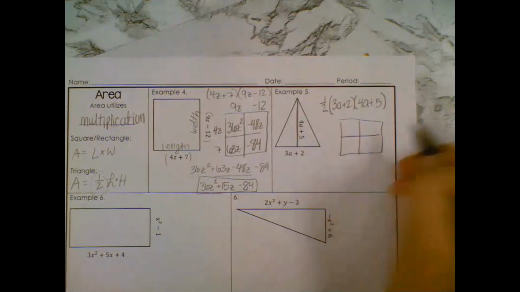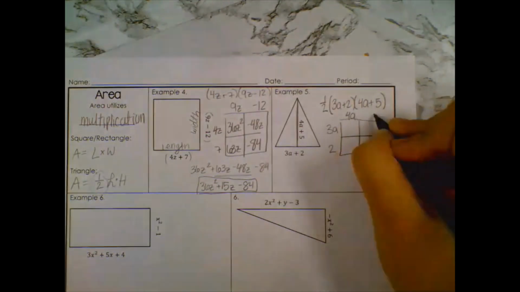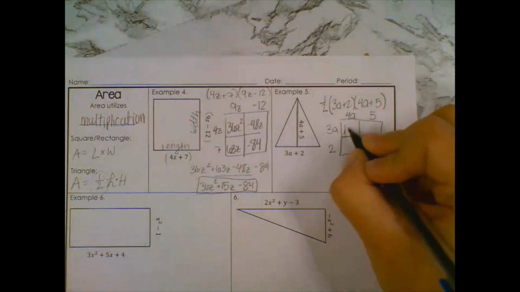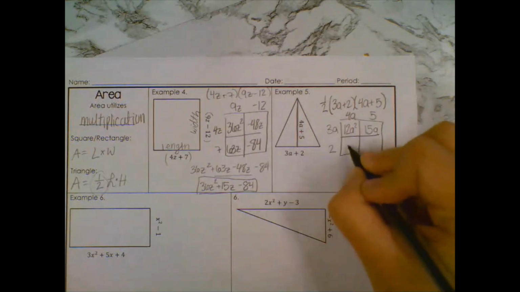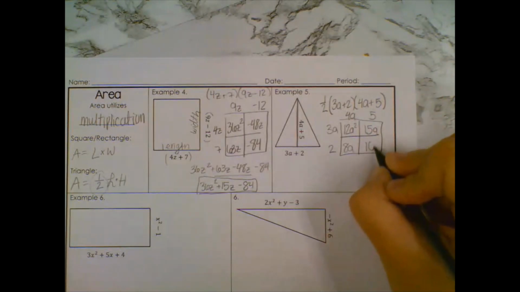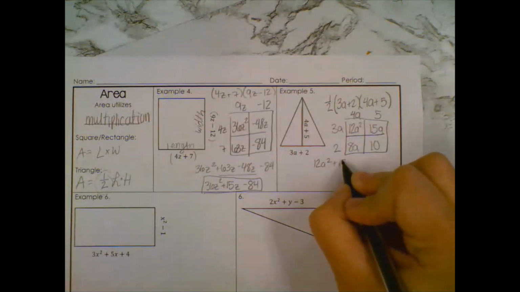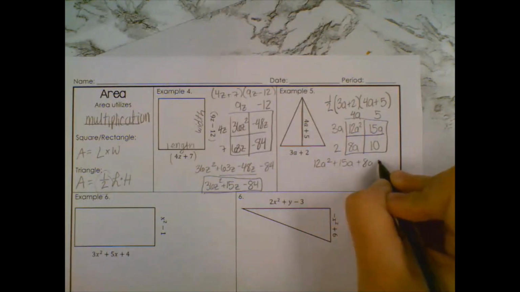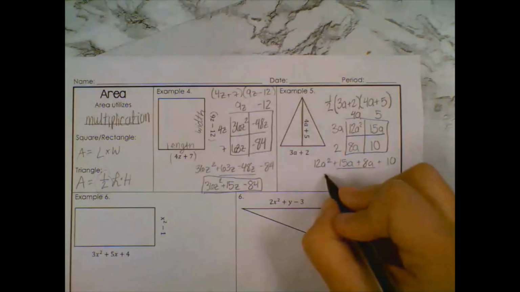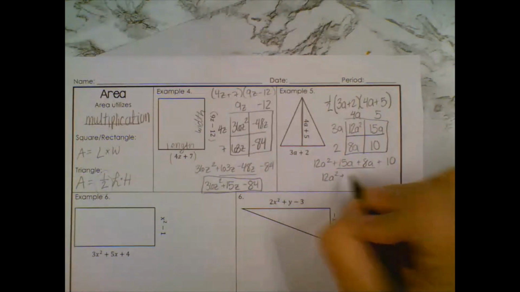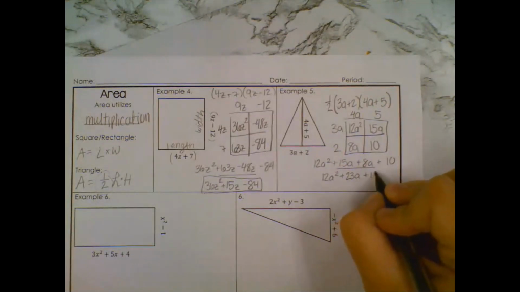2 by 2. So 3a and a 2, 4a and a 5, and multiply. So 12a squared, 15a, 8a, 10. So I have 12a squared plus 15a plus 8a plus 10. This is going to combine. So I have 12a squared plus 15 plus 8 is 23a plus 10.